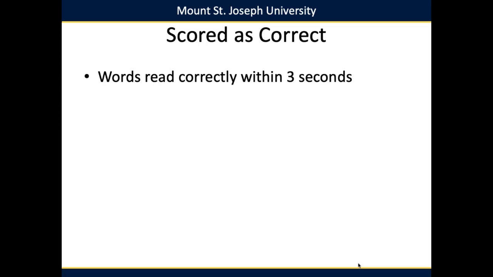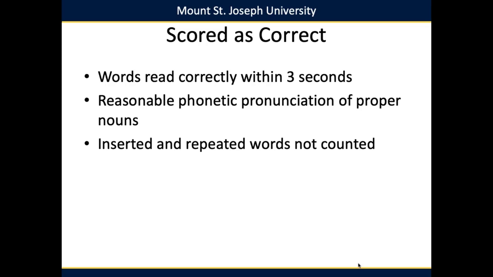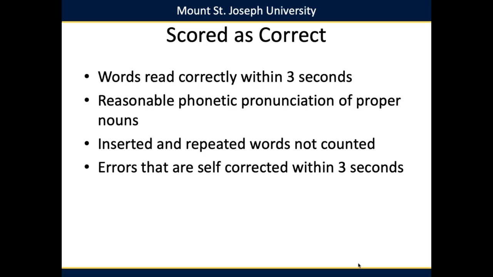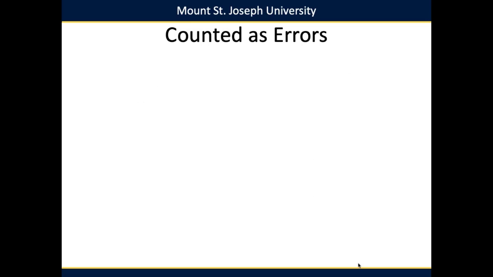Words that are read correctly within 3 seconds, and reasonable phonetic pronunciations of proper nouns are scored as correct. Inserted and repeated words are not counted. Errors that are self-corrected within 3 seconds are scored as correct. There's no penalty in scoring if a student mispronounces a word due to articulation difficulties, dialect differences, or speaking a first language other than English. All words read correctly are left blank.